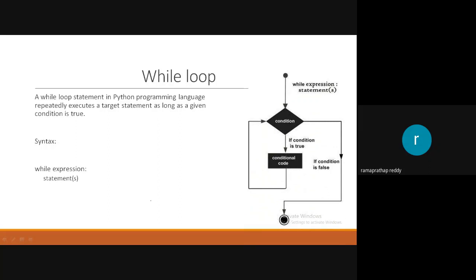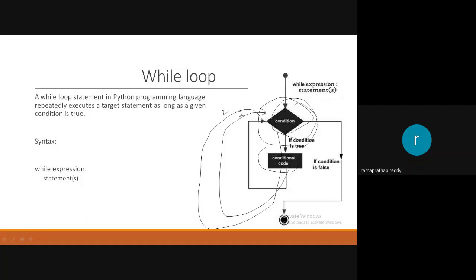Graphical notation, see here. We are checking the condition. If the condition is true, a group of statements are executed the first time. Second time, if the condition is true, this group of statements is executed again and control comes back to the condition.